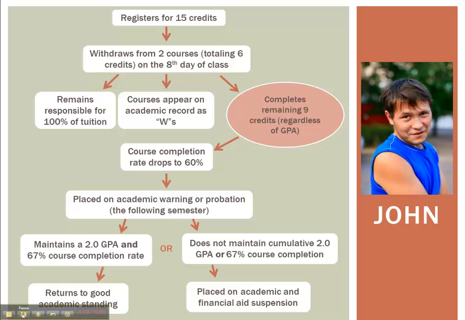At the end of the semester, he is placed on financial aid and academic suspension, making him unable to register for classes or receive financial aid for 1 semester. Students who are readmitted after a suspension will be placed on academic probation upon return and will be required to file an appeal with the financial aid office in order to have aid reinstated.